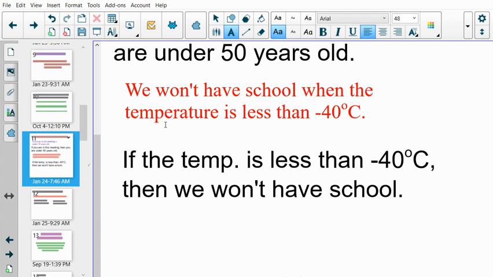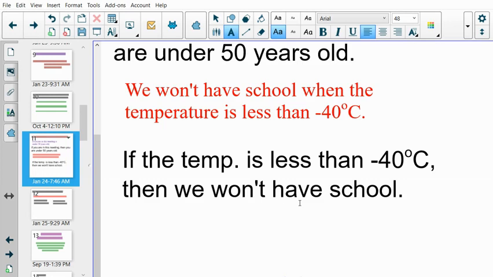If we don't have school, then the temperature is less than negative 40. Guess what? We don't have school on Friday, but the temperature will not be less than negative 40. That's completely different. What I'm saying with this statement is we won't have school when the temperature is that cold. So if the temperature is less than negative 40, then we won't have school. Again, whether that's true or not, we can argue about that, and we'll find out this year, maybe.